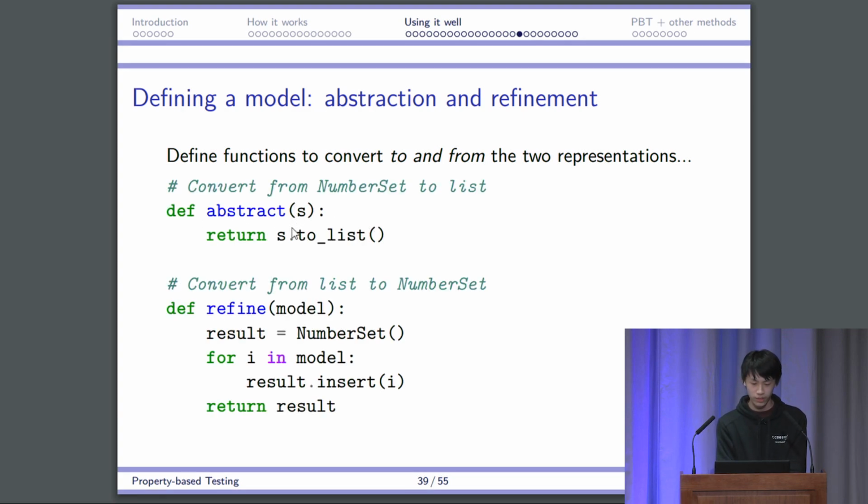The first one, the abstraction function, takes in a number set and just uses the toList function to convert the number set to a list containing the numbers. And the second function, called refine, takes in a list of numbers, which is going to be our model, creates a new number set, and then just inserts all the numbers into the number set in order. And so, from these two data structures, we now have a way to easily convert to and from the two representations. Now, we need to write some more code.